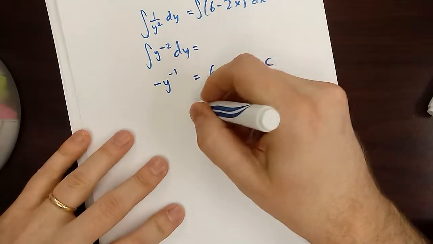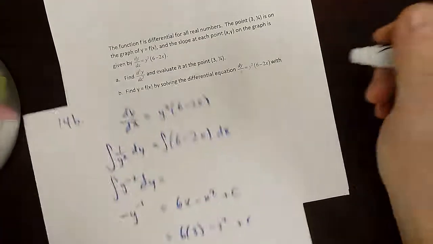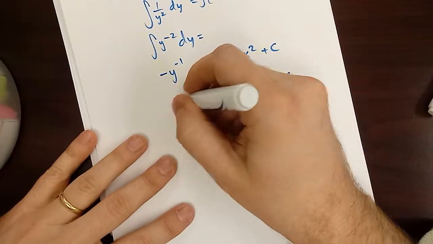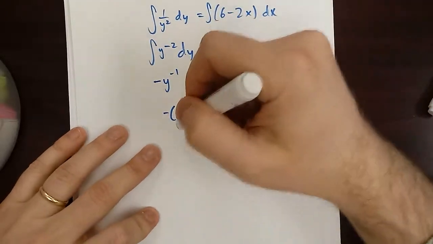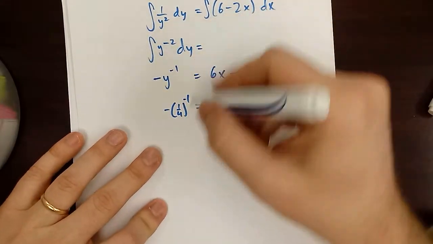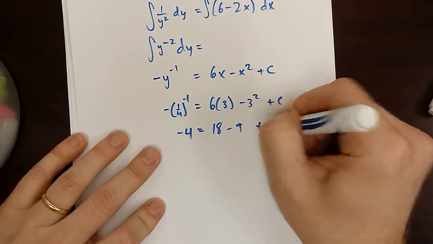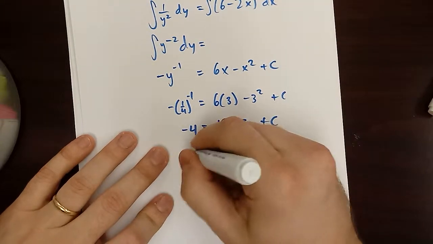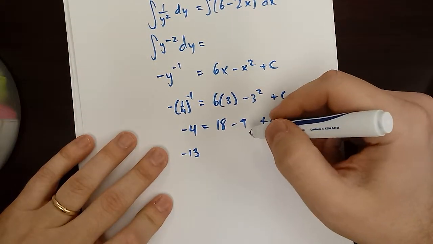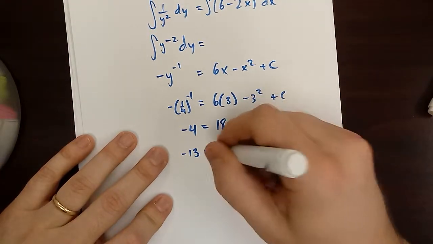Then we know that when x is 3, y is 1/4. And if I'm careful about that, a fourth to the negative 1 is 4. So this is actually negative 4. That's 18 minus 9 plus c. This is just nice. We get negative 13, right? Yeah, add the 9, you get 5. Subtract the 18, you get negative 13. Okay.